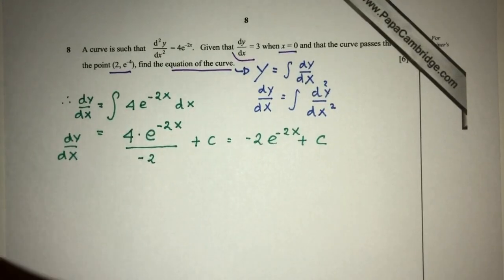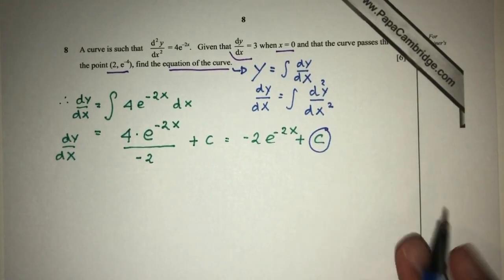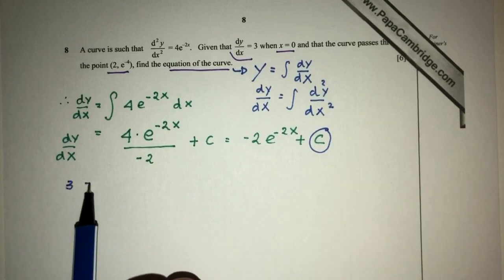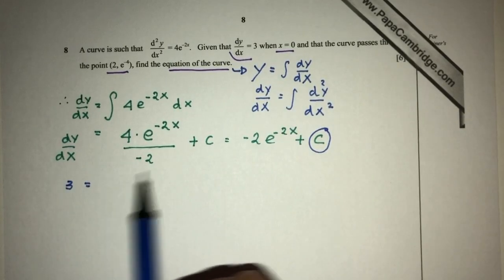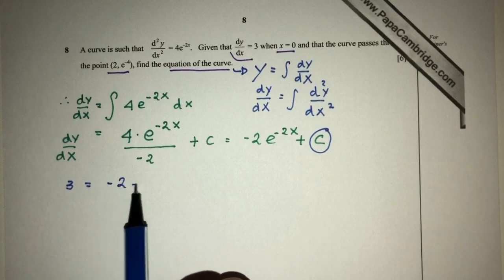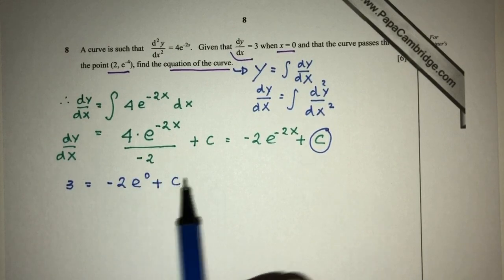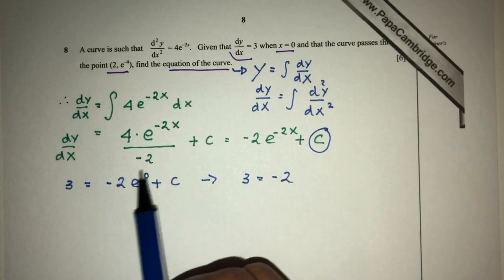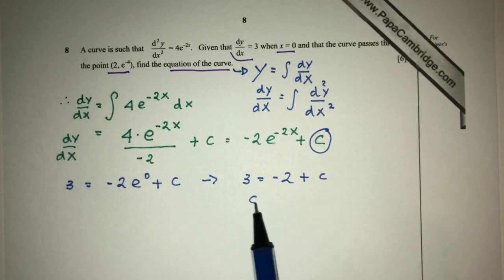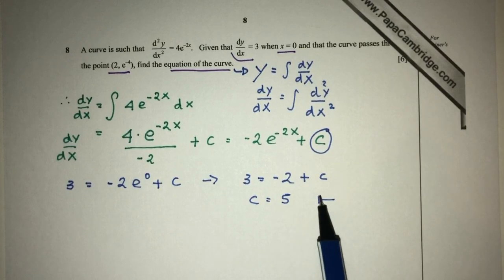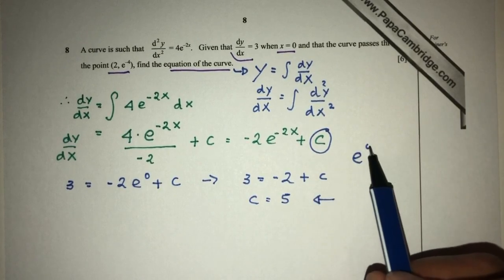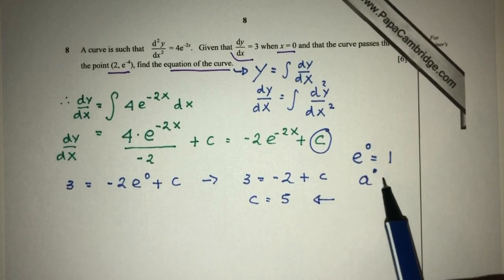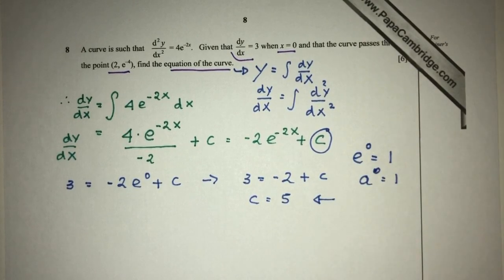Now we have to find this value of c. It is given to us that dy by dx is 3 when the value of x is 0. So replace that in my equation. That will be -2 exponential 0 plus c. From this you will have 3 is equal to -2 times 1 plus c, so c will be 5. Because we know that exponential power 0 is 1. So anything power 0 is 1.